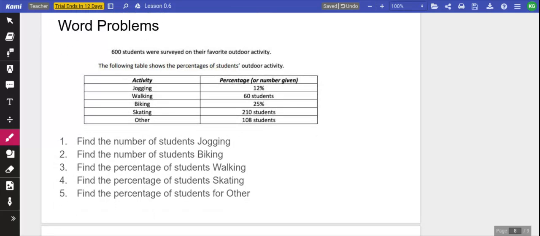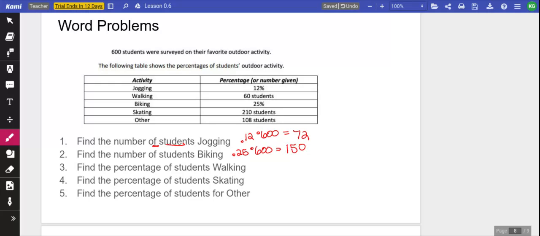600 students were surveyed on their favorite outdoor activity. The following table shows the percentages of students' outdoor activity. Find the number of students jogging. Originally they gave me a percent, 12% of the students, so that means times 600. 0.12 times 600 is 72. Find the number of students biking. So 25% times 600 is 150.